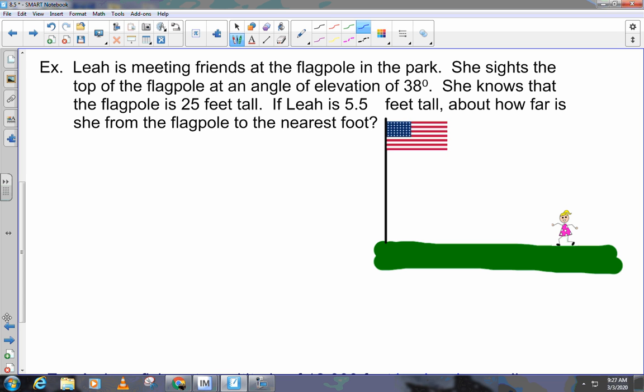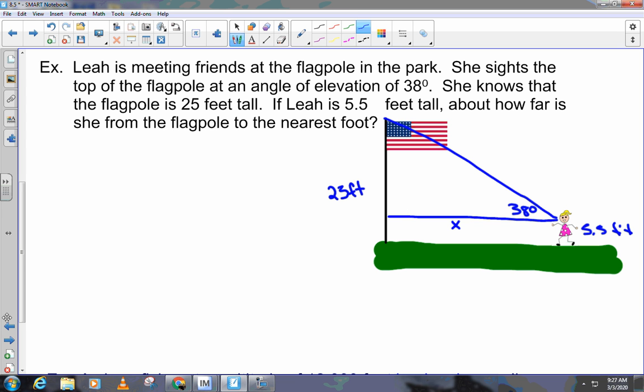Okay, so Leah is 5.5 feet, right? The flagpole is 25 feet. We want to know how far she is from the flagpole, okay? Now it says her angle of elevation to the top of the flagpole is 38. This right here, rises up above the horizontal, is 38, okay? I want to know how far she is from the flagpole.